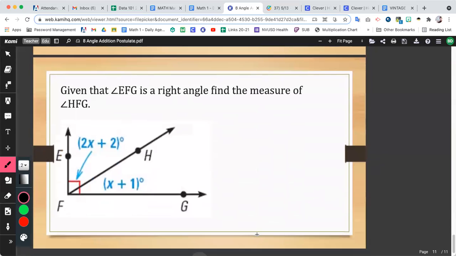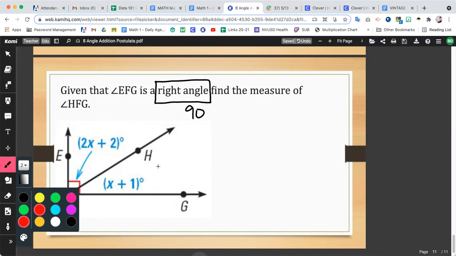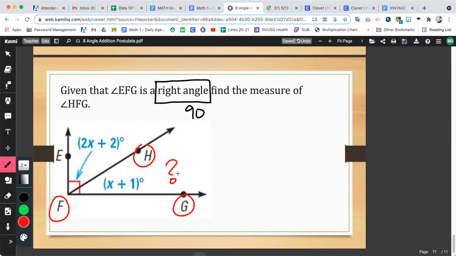Okay, so last problem. It says, given that angle EFG is a right angle, let's stop and talk about that. Remind me, what does right angle mean? 90 degrees, very good. Find the measure of angle HFG. So they want us to find HFG, which is this angle right here. Remember, if you don't know what angle they're talking about, connect the dots, follow your pencil. HFG, that's this angle right here.